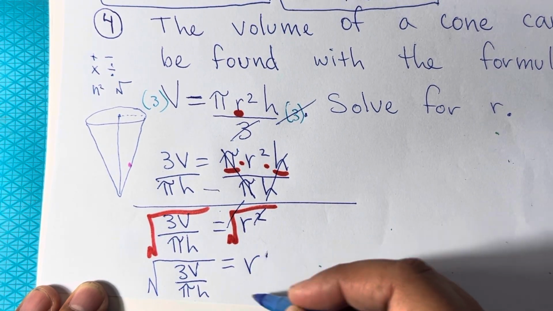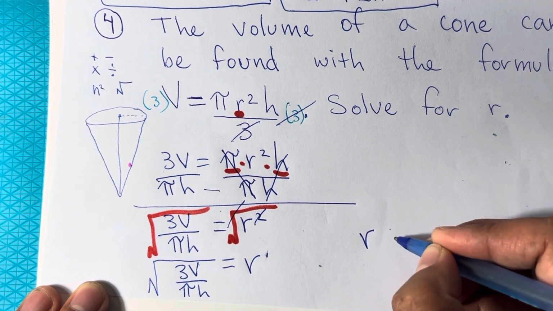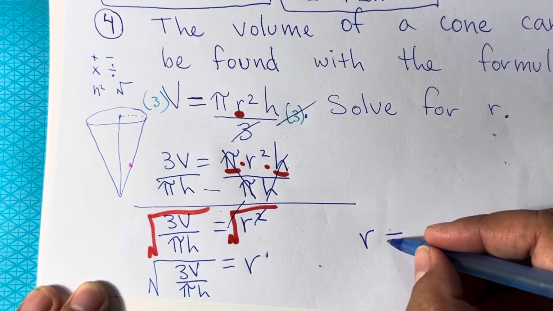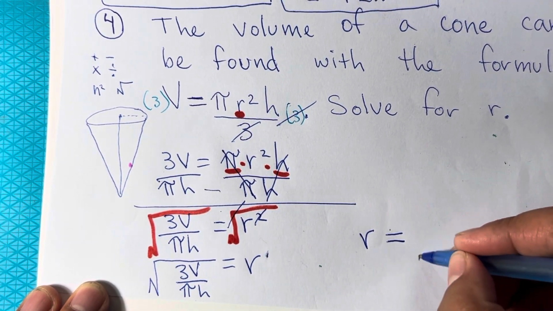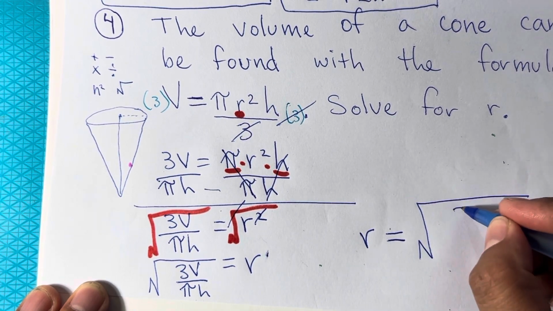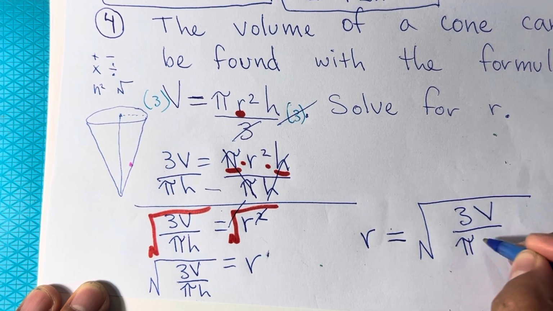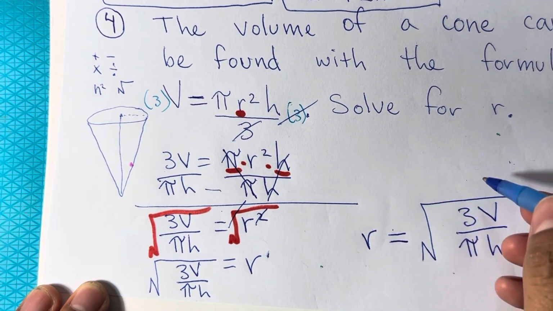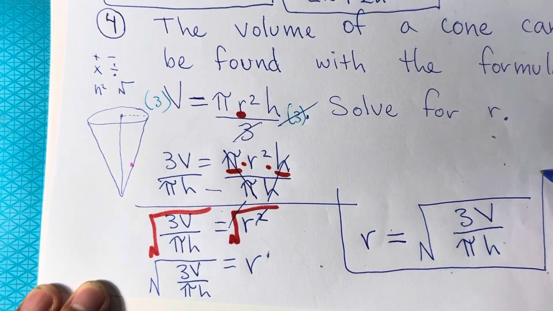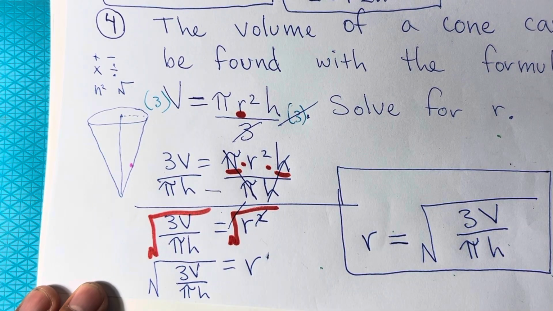We can rewrite it to leave r on the left side. So the radius is equal to the square root of 3 multiplied by the volume divided by pi times height. And that's going to be our answer. Well, now we have learned a couple of different concepts put into action by solving for one of the variables, different types of formulas.